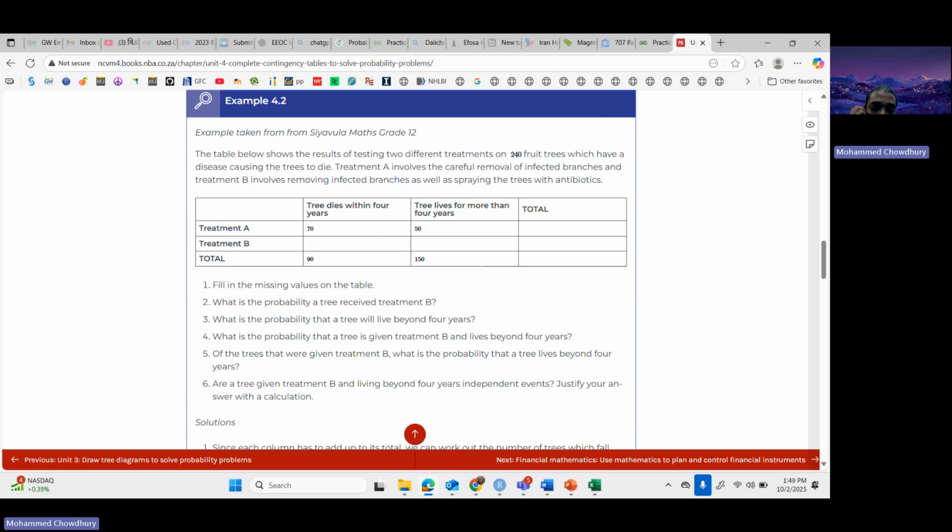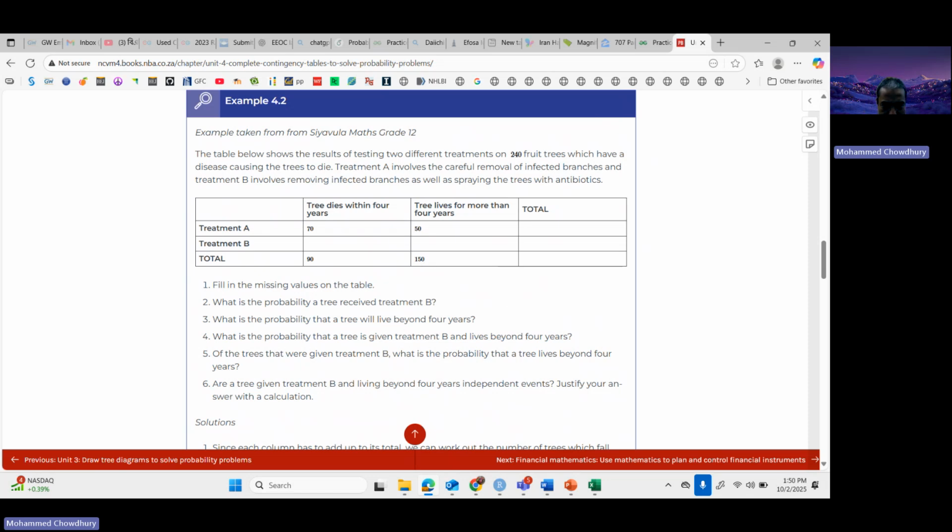What is the probability a tree received treatment B? This is divided by that. Here is 20 and here is 100, so 120 divided by 240. So this is the answer. Clear, right? What is the probability that a tree will live beyond 4 years? The tree lives more than 4 years, so it equals 150 divided by 240.